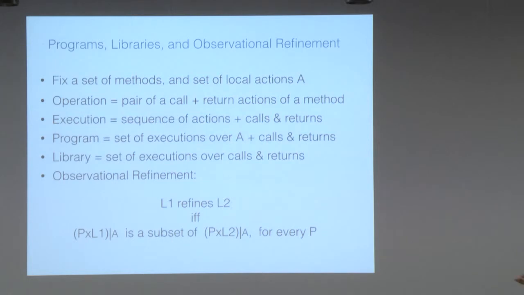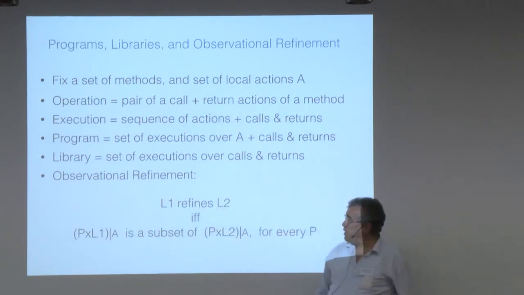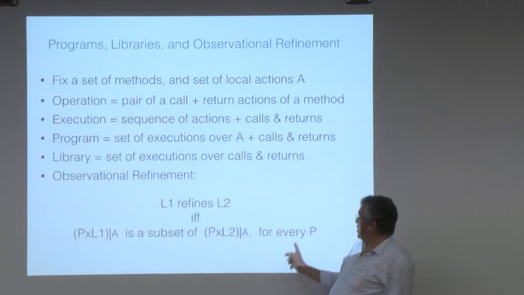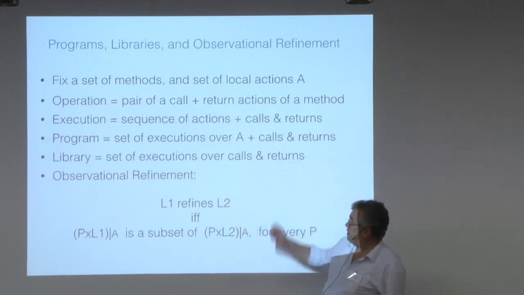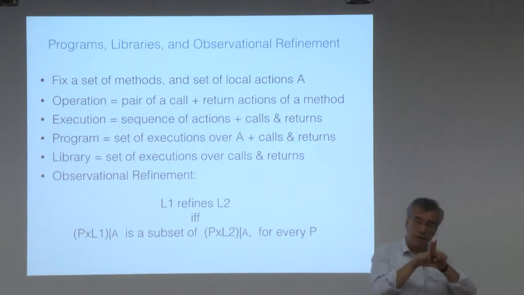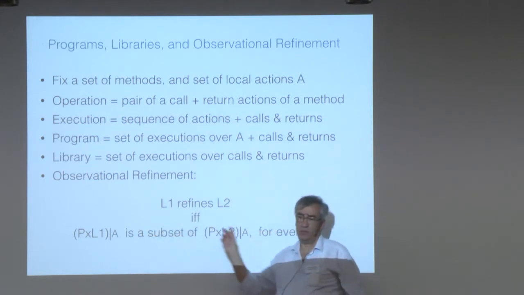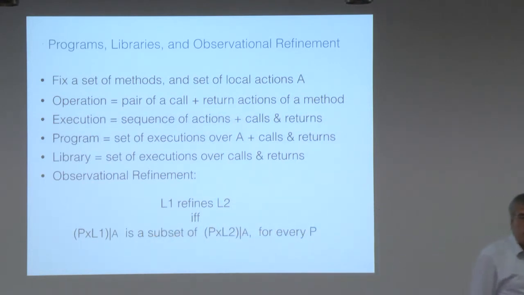Now, what does it mean that two libraries, L1 and L2, have the relation L1 refines L2? It means that for every program P, when you compose P with L1 and project onto the calls and returns, removing all the internal actions of P, and you do the same for L2, then you have an inclusion between these two sets. That's the formal definition.